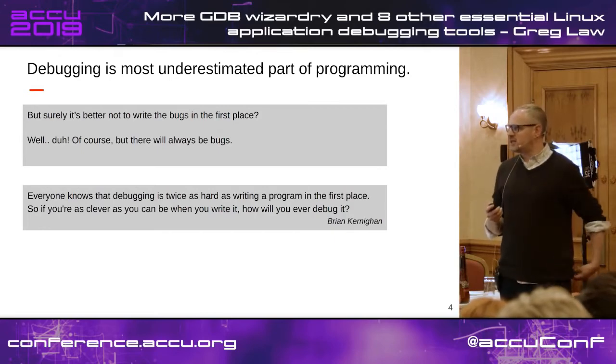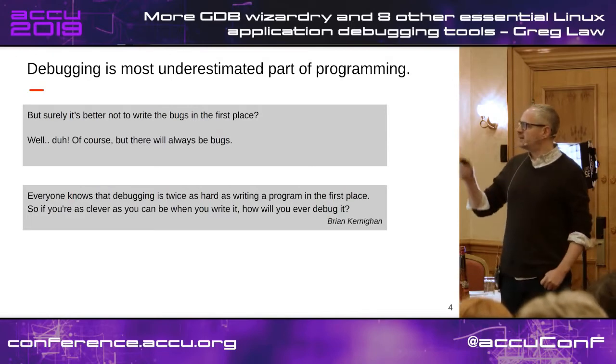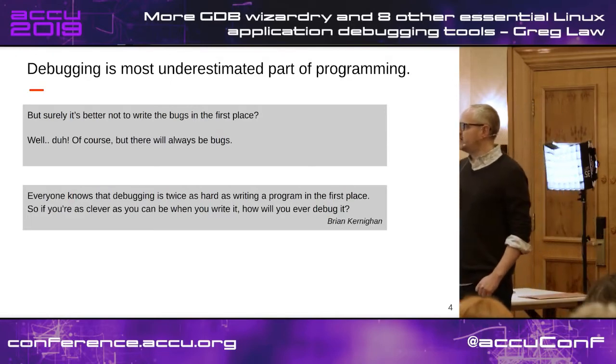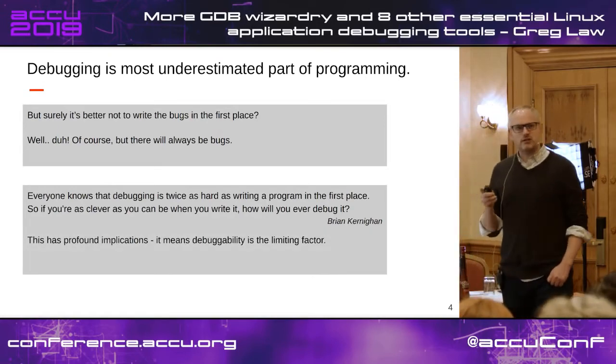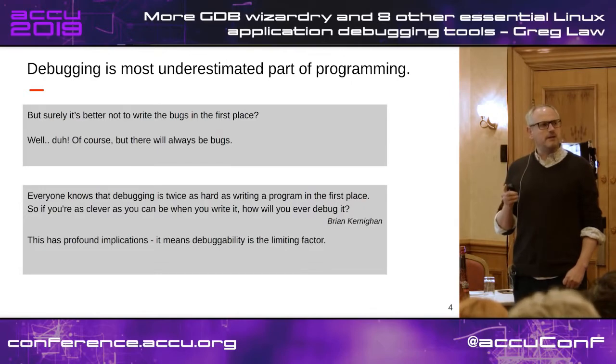Because they know that actually they are going to make mistakes or other people are going to make mistakes. Anyway, that's not why I find that quote interesting. I think actually it has implications if you take it to be true, that it kind of means that debuggability is the limiting factor of your code, right?